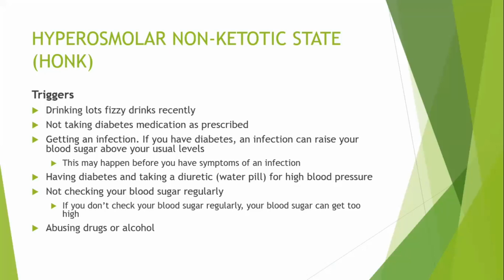Having diabetes and taking a diuretic or water pill for high blood pressure will also help to cause that as well. Not checking your blood sugar regularly, just basically the same as the second point. So just not being aware of how to take the medication or just checking your blood sugar levels as well. And drugs and alcohol, because they will also stop gluconeogenesis and will all promote it, and that will just help the state happen as well. So these are the triggers that you should look out for in patients when you're taking your history.